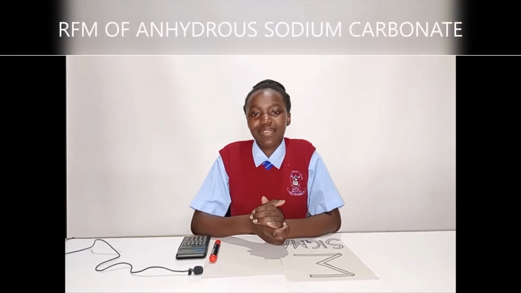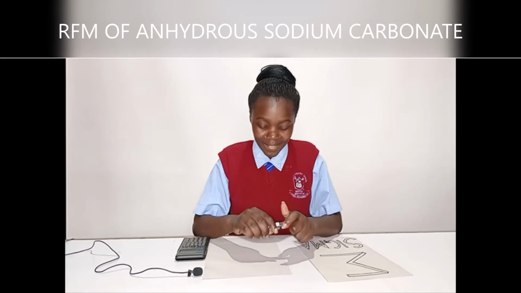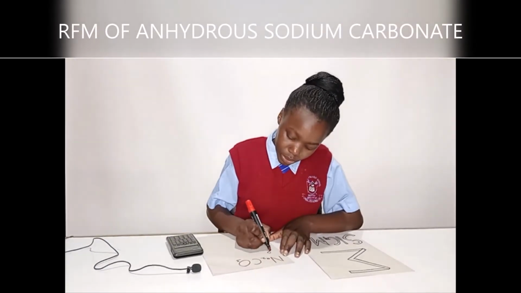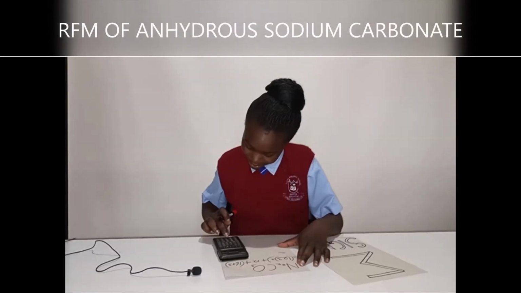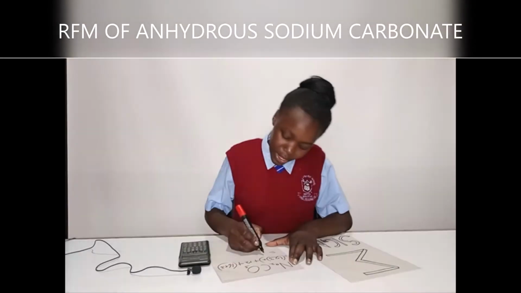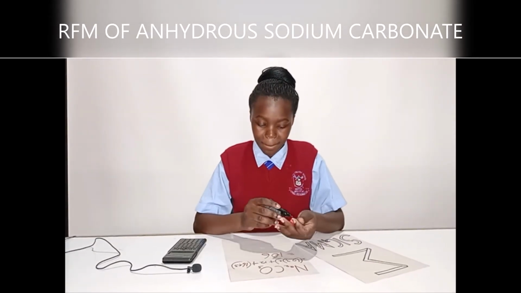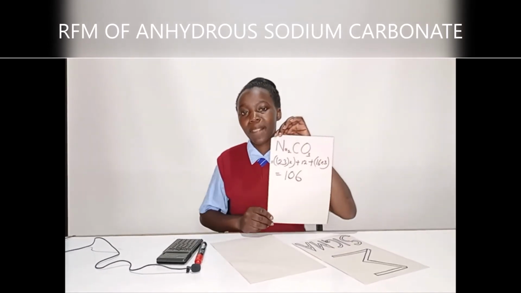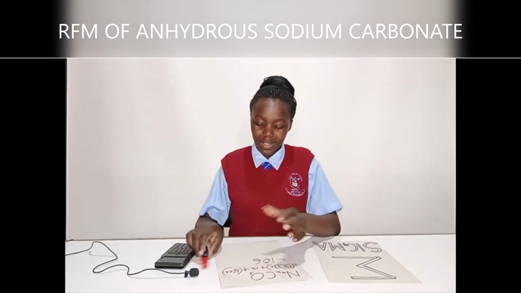You're supposed to calculate the relative formula mass of anhydrous sodium carbonate. Sodium is 23, carbon is 12, oxygen is 16. You get 106. Okay, can you display that? That's very correct. Without the unit, remember this is the relative formula mass.